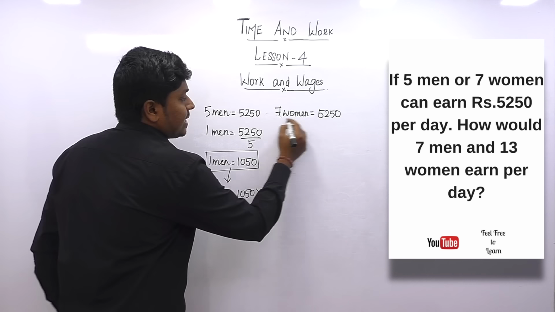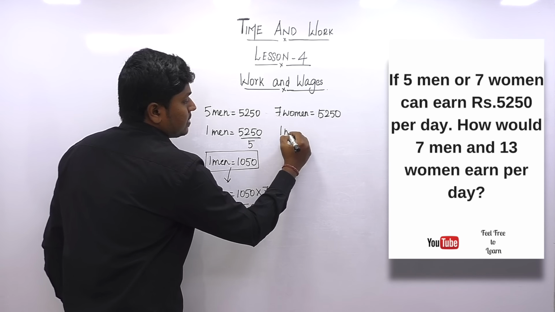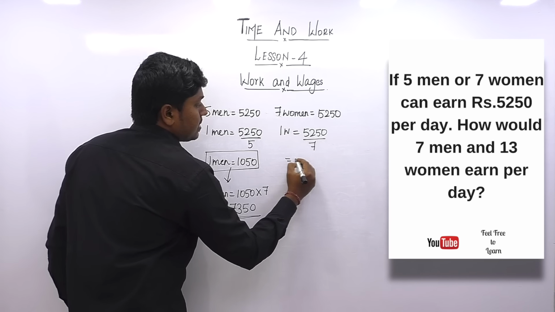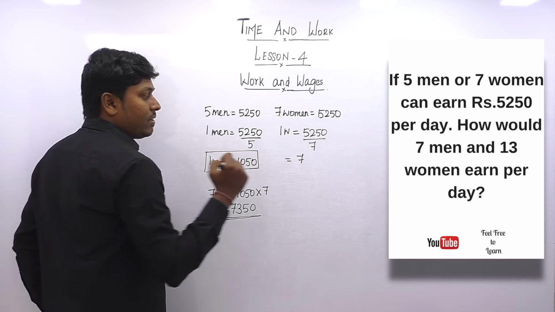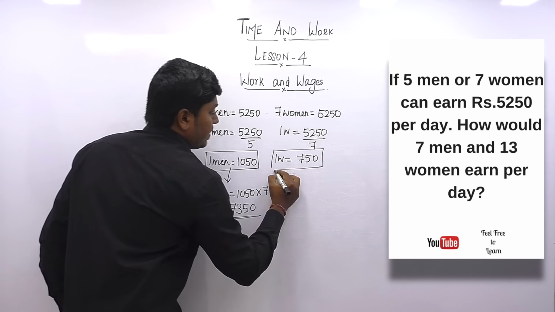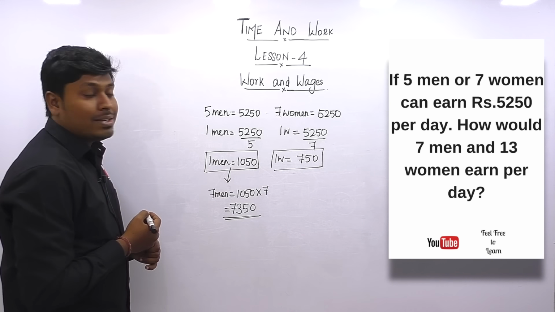Next is women. So 7 women will be 5250. So 1 woman will be 5250 divided by 7. So 7 sevens are 49. So remaining will be 3, that is 750. So 1 woman earns 750 per day, but our target is to find what 13 women earn.